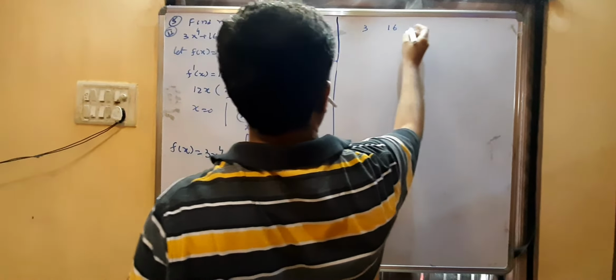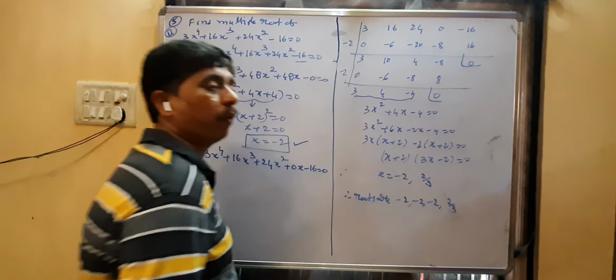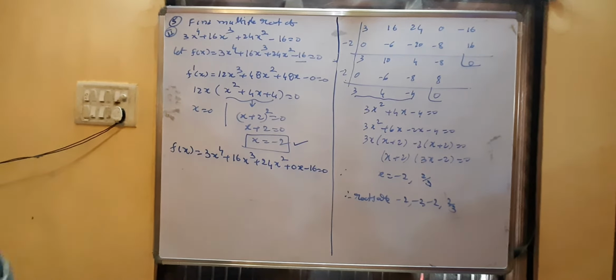3x common, x plus 2; minus 2 common, x plus 2. X plus 2 common, 3x minus 2 equal to 0. Then x equal to minus 2, and x equal to 2 by 3. Therefore roots are minus 2 comma minus 2 comma minus 2 comma 2 by 3. So minus 2 is a multiple root of order 3.